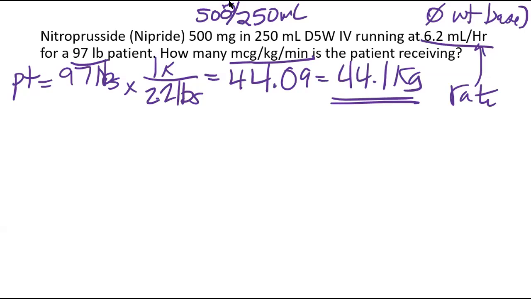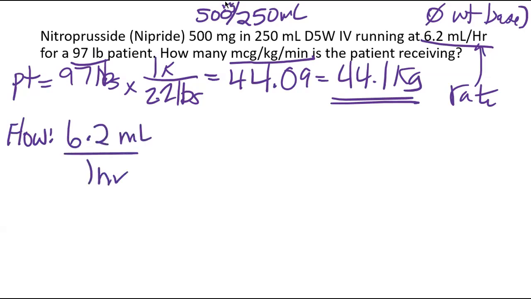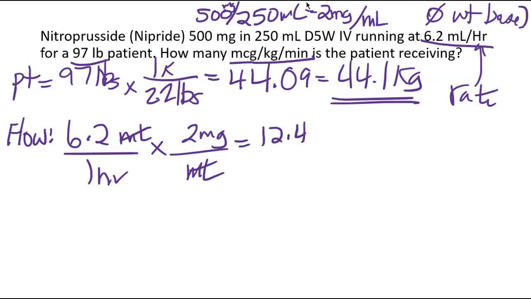Okay, we're giving 6.2 milliliters per hour. So the infusion flow is 6.2 milliliters per hour. We know we're getting this much per this much. We could actually make this easier by calling this 2 milligrams per ml. And we can actually do this. So we'll go 2 milligrams per ml. We cross out the mLs and we get 6.2 times 2, which is going to be 12.4 milligrams per hour.